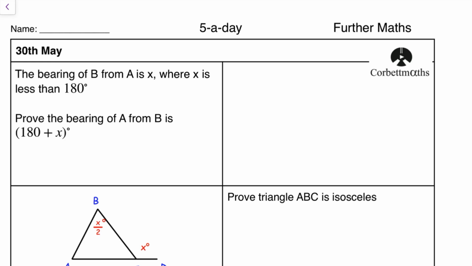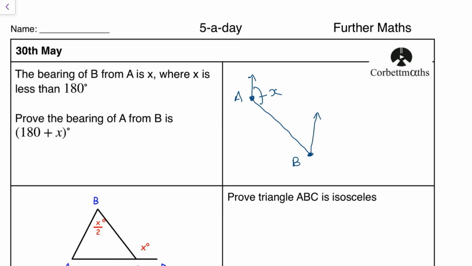The bearing of B from A is x, where x is less than 180. Okay, quick diagram then. So the bearing of B from A, so there's A here, and there's B, and it's less than 180, so it doesn't say how much it is, so therefore I'm going to draw that line there. That's B from A, so this is x. Prove that the bearing of A from B is 180 plus x.